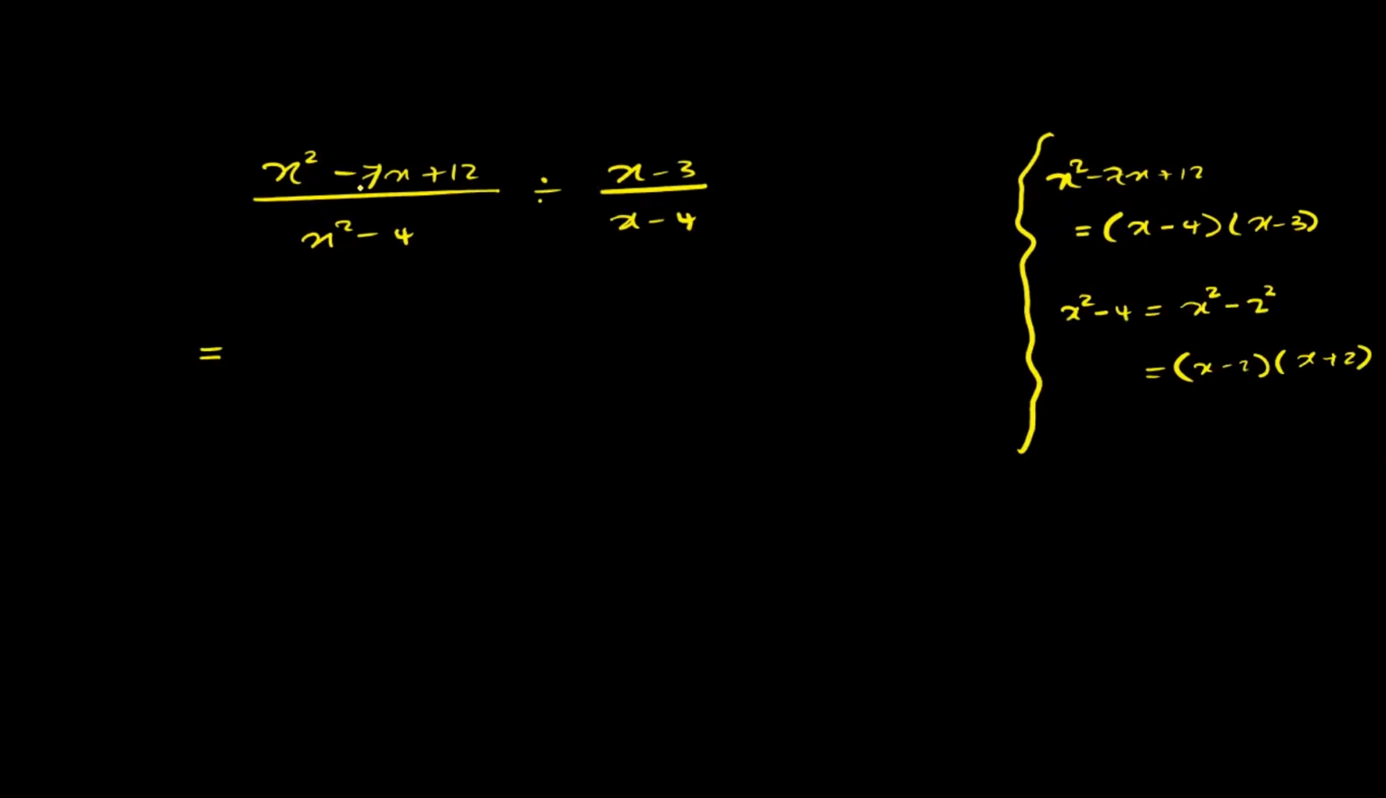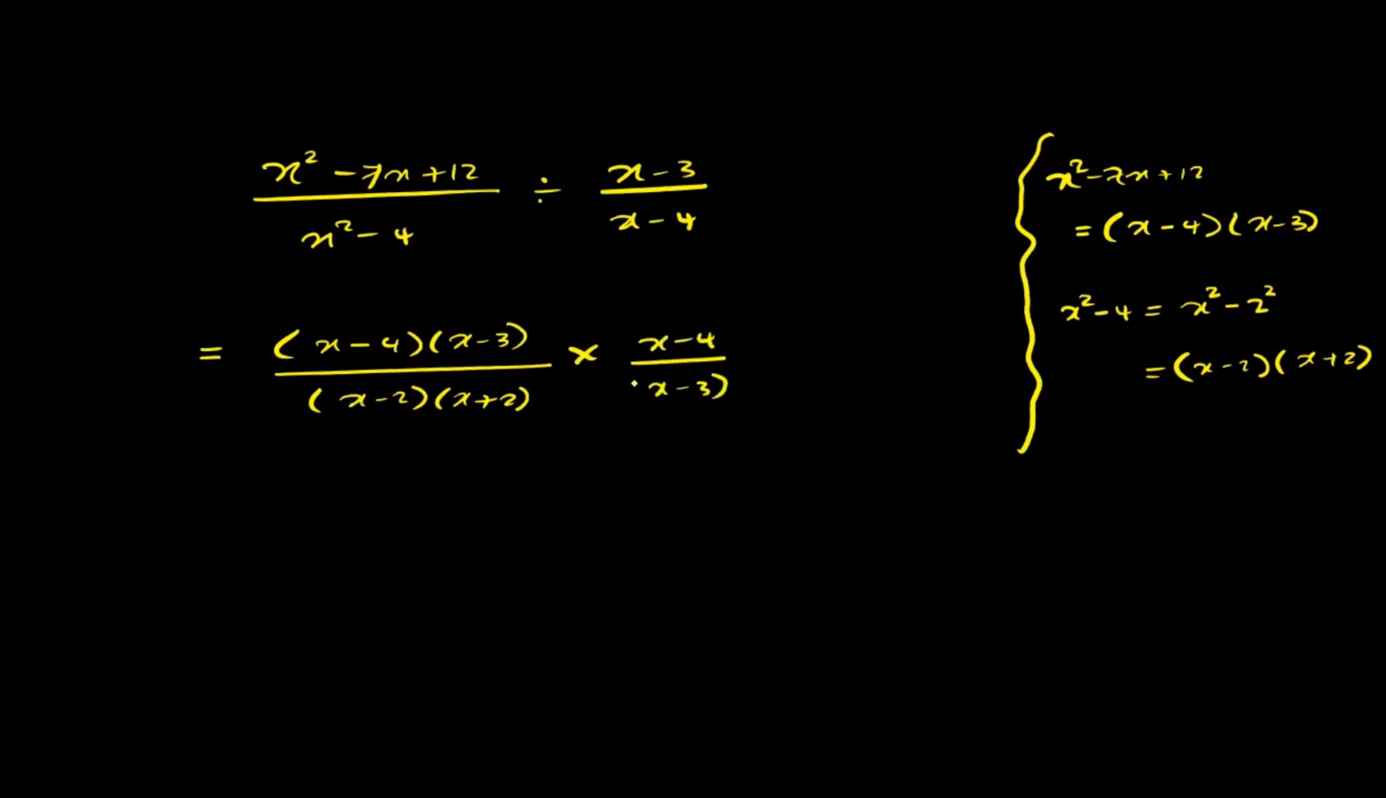Now write these factors instead of these expressions in the given question, over x minus 2 into x plus 2. Listen carefully. When you write this division sign as a multiplication sign, you have to take the reciprocal of the right hand side. So it will be x minus 4 over x minus 3.